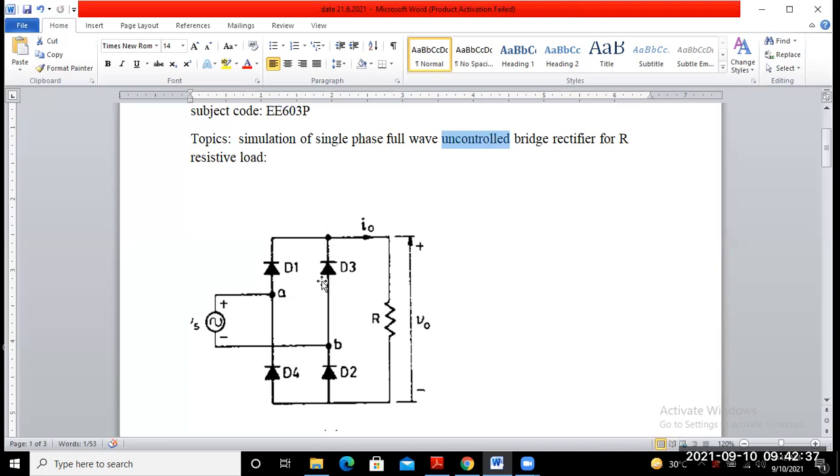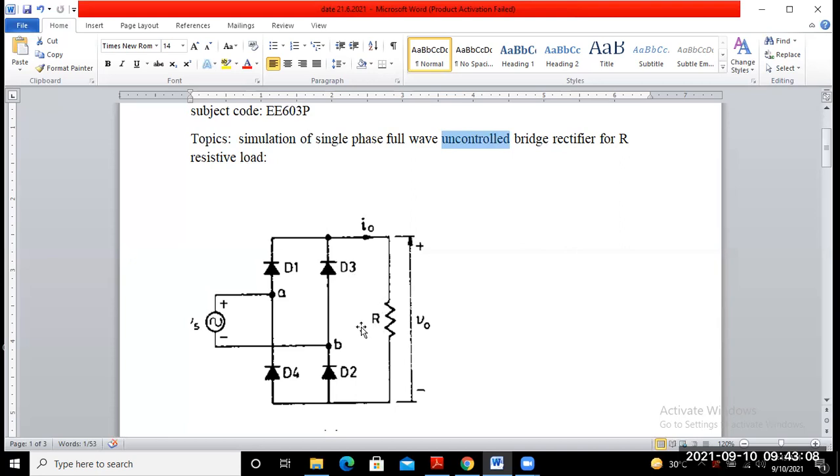Okay, so it will try to conduct through this path, that means the current ID3 flows through D3 and through the load, and again comes back through D4 to the positive terminal of the supply. Okay, so this is the path of the current flowing through the load in the positive half cycle and negative half cycle.